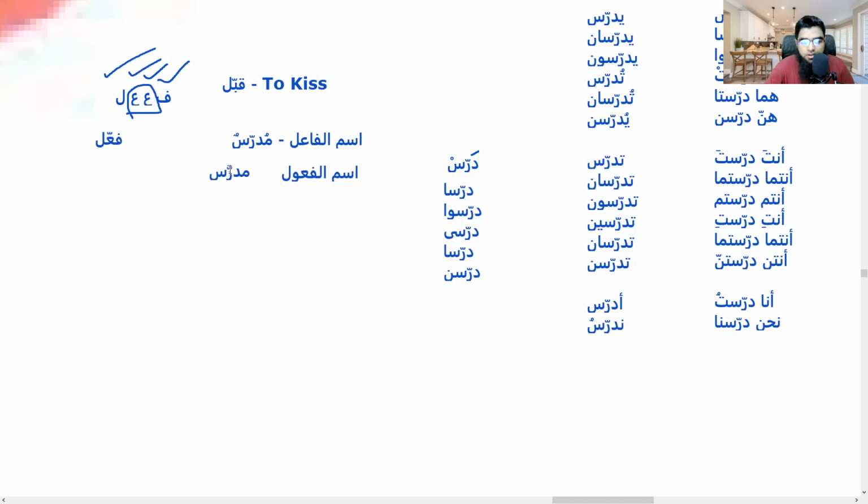Like muqabbil, the one who's kissing. The one who's being kissed, muqabbal. Or musajjil, one who's recording. Sajjala yusajjilu. Musajjil, the thing being recorded is called musajjal. Musajjalun. And what is the masdar?